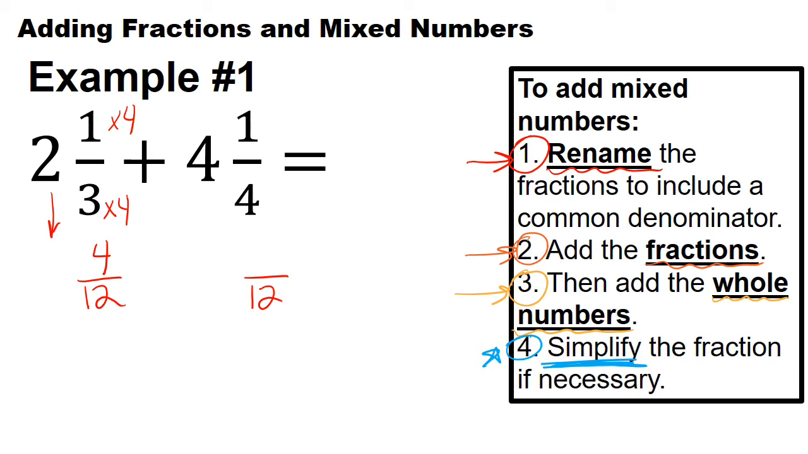You have to remember to bring down the whole number as well. We add our addition sign, and now we're going to tackle the second mixed number. 4 times 3 equals 12. Whatever we do to the bottom, we do to the top. So 1 times 3 gives us 3. And don't forget about that whole number, bring it down.